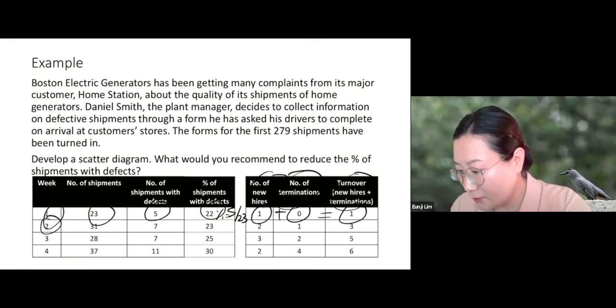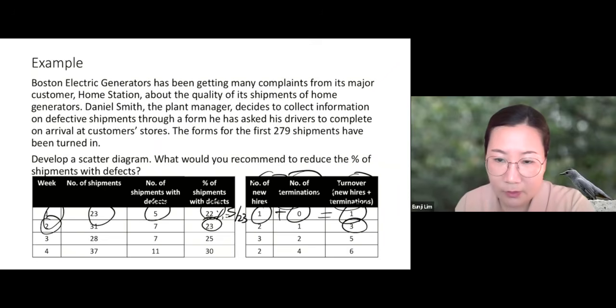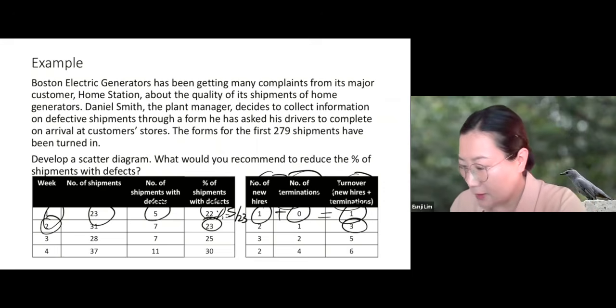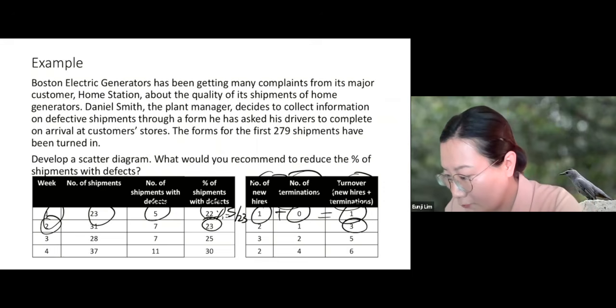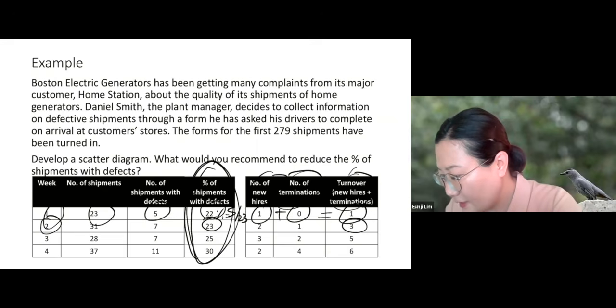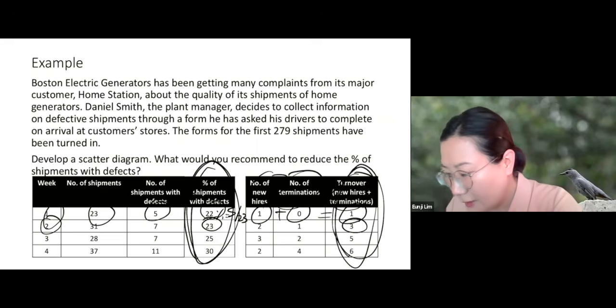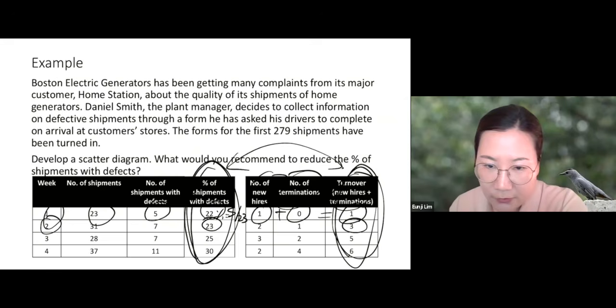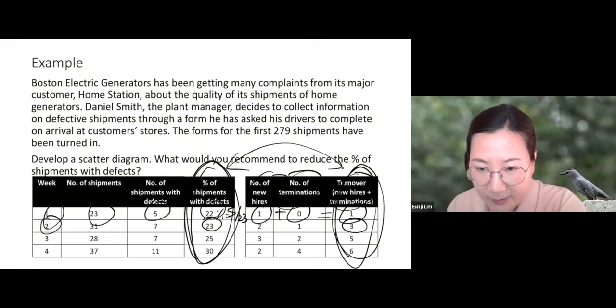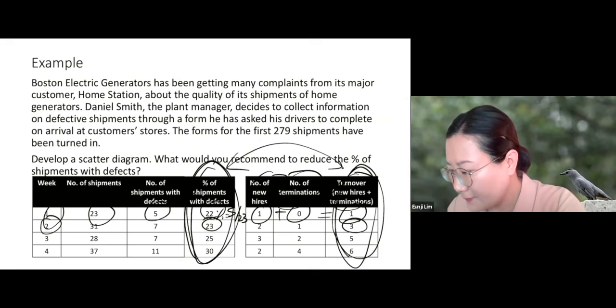In the second week, you computed the percentage of shipments with defects, and you also computed the turnover. And you want to create a scatter diagram. You believe that the percentage of shipments with defects is related to turnover, and to find the relationship between the 2 variables, you want to create a scatter diagram. So which one should be on the x-axis and which one should be on the y-axis?